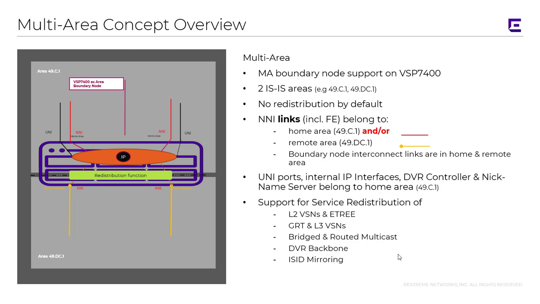Now, as we move down below, we see a redistribution function, and we can also see that this is where the boundary is between the two areas, 49C1 and 49DC1. Now, the remote area links are the links that attach the nodes into the remote area, and the redistribution function is where we would actually set up the lists to extend or restrict traffic. Again, traffic is restricted by default. There is no redistribution.